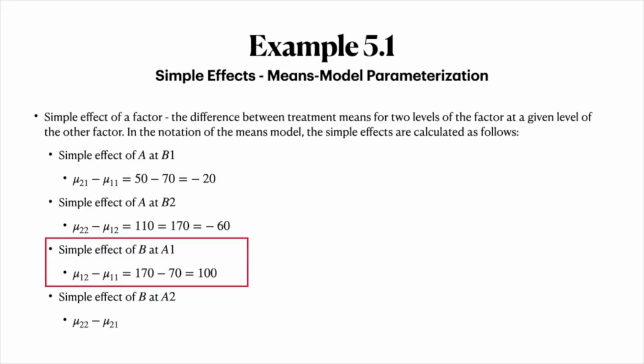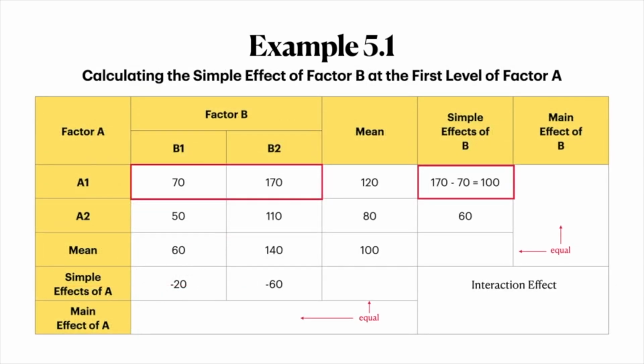Next, let's calculate the simple effect of B at the first level of A. That's defined to be mu12 minus mu11. That's going to be equal to 170 minus 70, which is 100. In the context of the table, we have appended a column to the table, and we are now taking the difference of the treatment means in the first row of the table. And the difference is 170 minus 70, and so that gives us 100.